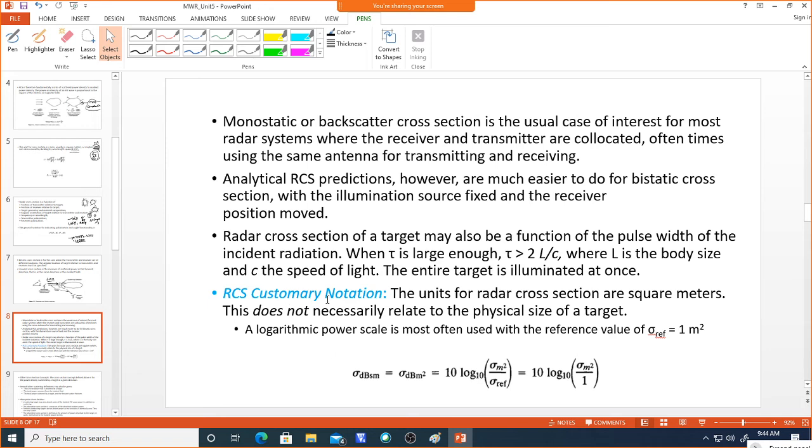As I said already, the cross section is measured in terms of area, so it is measured in square meters, that is meter squared, which has a reference.